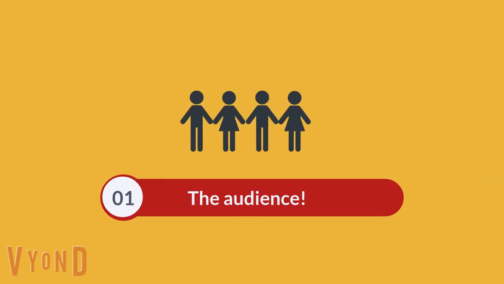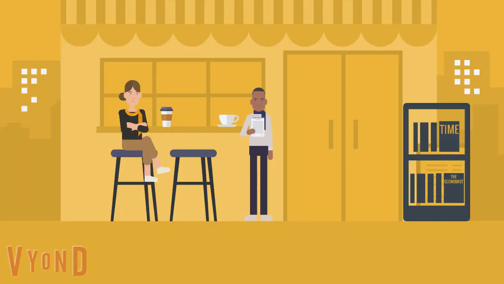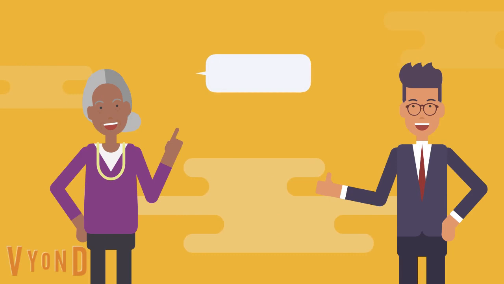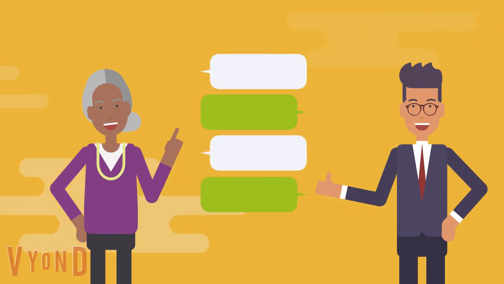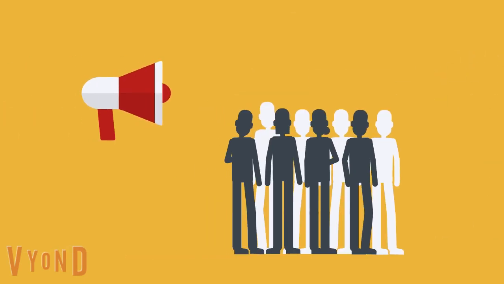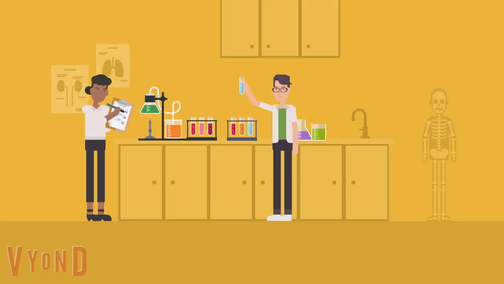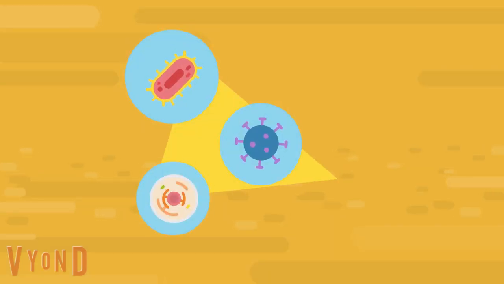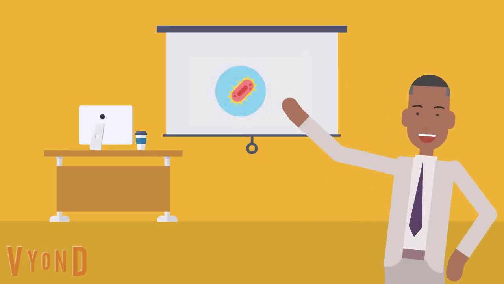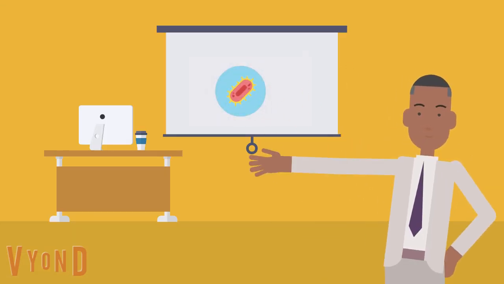Difference number 1, the audience. A popular source is written for a general audience. It will use language most people can understand. It is written to inform or entertain the general public. A scholarly source is written for an audience of other experts in the field. It will often use highly technical language that is not as easy to understand. Its purpose is for academics to communicate with each other.